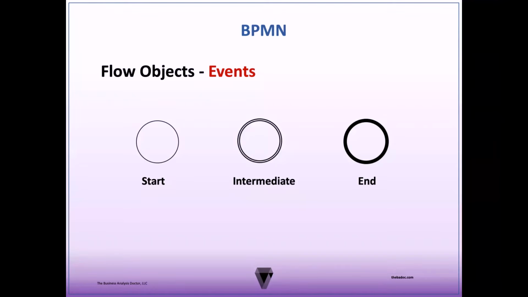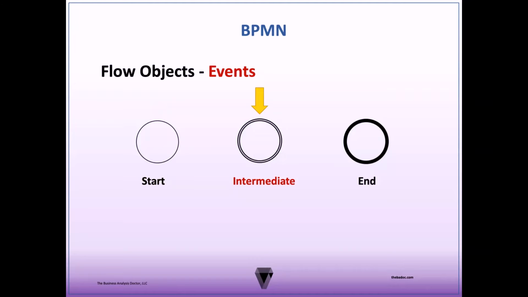There are 3 main types of events. Start events indicate where a particular process begins. This event will not have any incoming sequence flows. Start events are presented as circles and must be drawn with a single thin line.